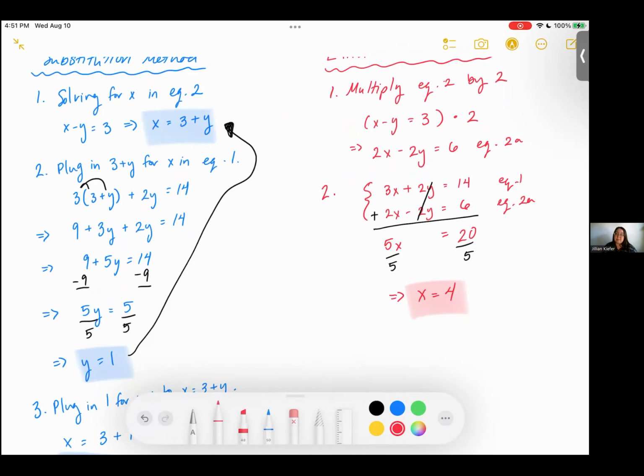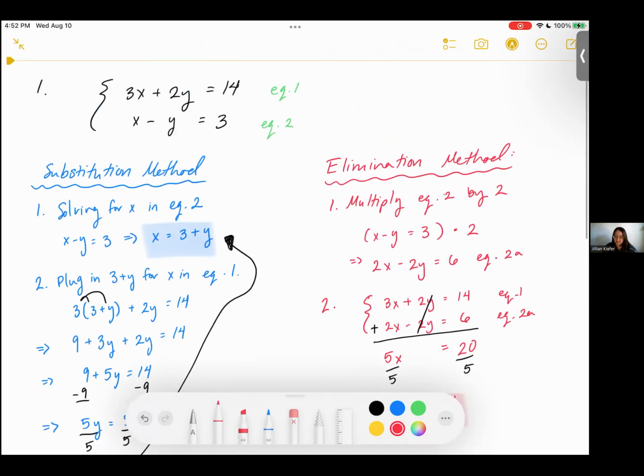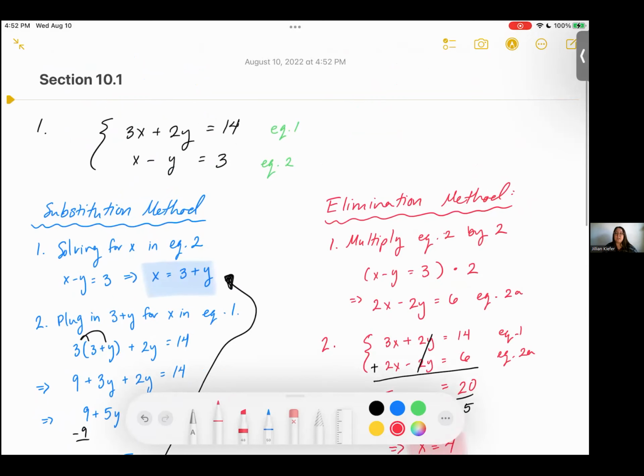Your last step is always back substituting, which means that you're going to take this value of x equal to 4 and plug it into one of the originals, equation 1 or equation 2. You could plug it into equation 2a. It'll be the same thing. But going with an original is always kind of the best. And once again, you always want to go with whatever looks easier.